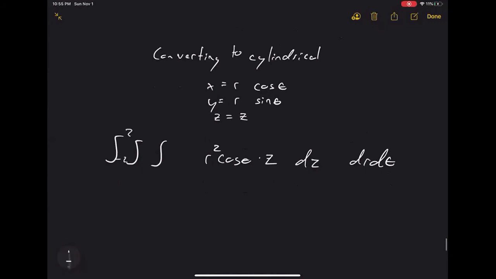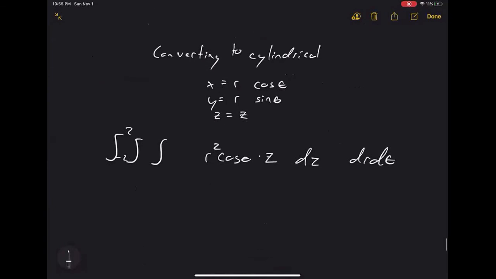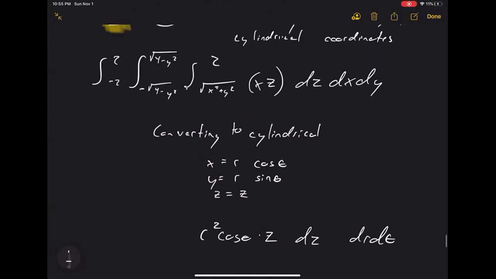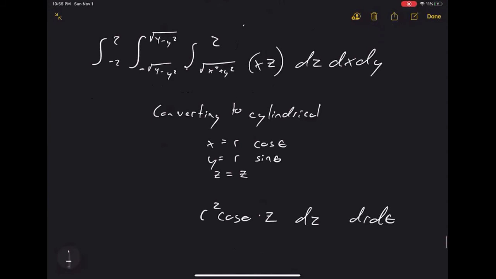2 to negative 2, what is it? Square root of 4 minus r sine theta, etc. But it unfortunately doesn't work like that. You have to be a bit more critical when converting the bounds.